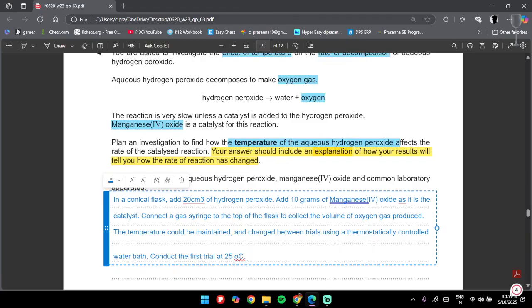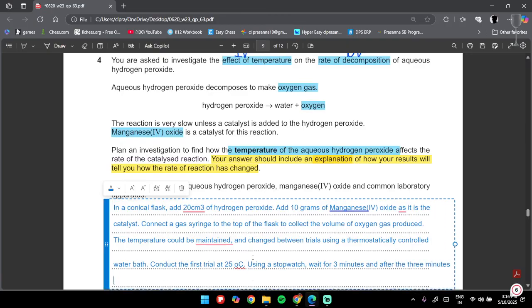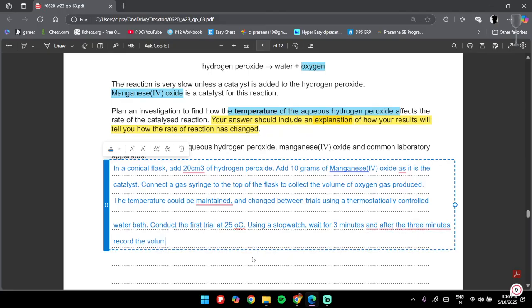Now I've done this. What is the next step that I'm going to do? It's a rate, so I have to measure the time it takes for the amount of volume or amount of mass or anything for that. Okay, so I would say that using a stopwatch or a clock timer, wait for 3 minutes, and after the 3 minutes, record the volume of gas produced. Okay, then I've used a stopwatch. I've recorded how much of the oxygen gas is produced.